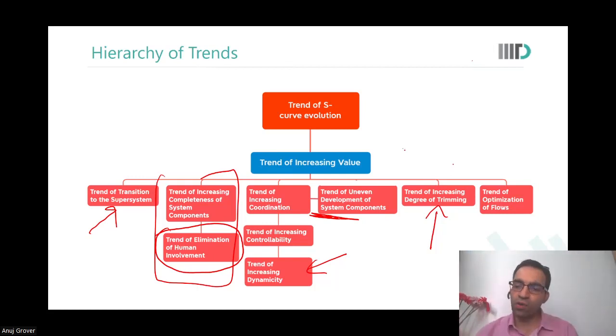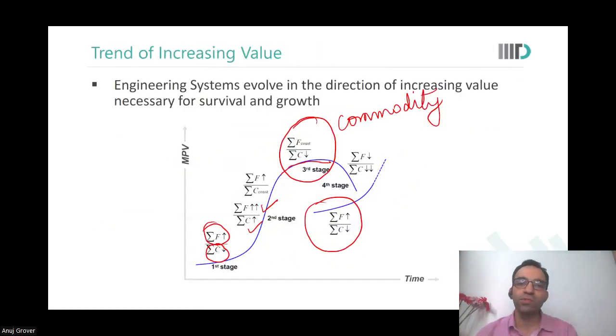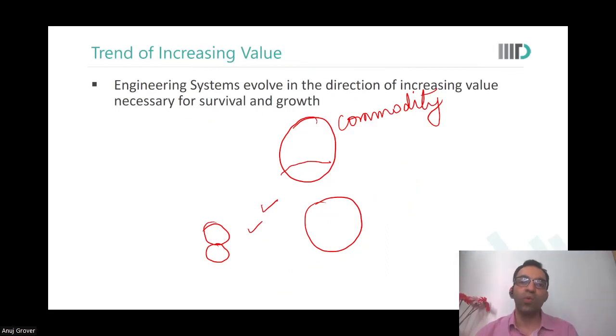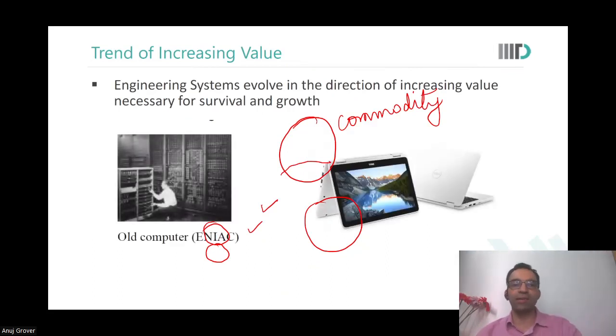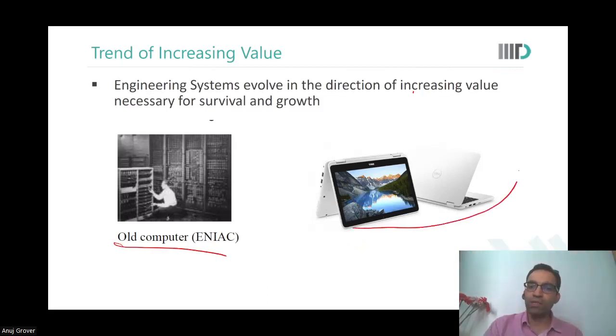So now what we look at is the trend of transition to super system. What that trend says is that, okay, so this is more about the trend of increasing value, that this was the old computer and today you have computers like this.